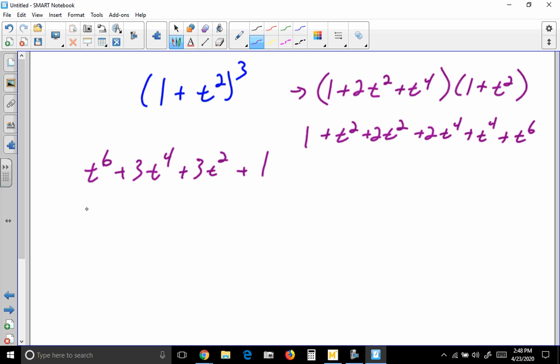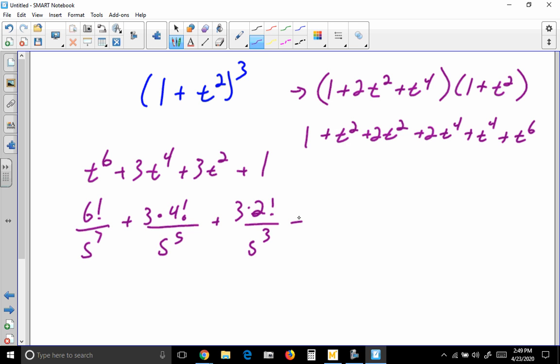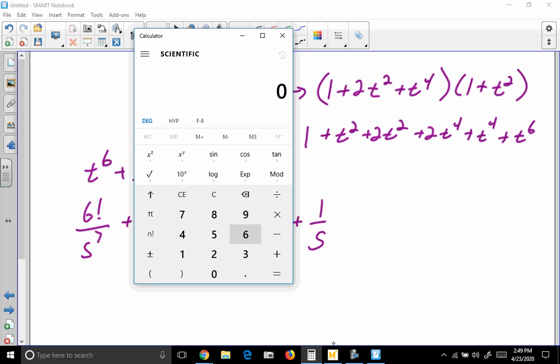So to transform that, it's 6 factorial over s to the 7th power, 3 times 4 factorial over s to the 5th, 3 times 2 factorial over s to the 3rd, plus 1 over s. So we just need to multiply that out. A lot of your calculators have a factorial button.